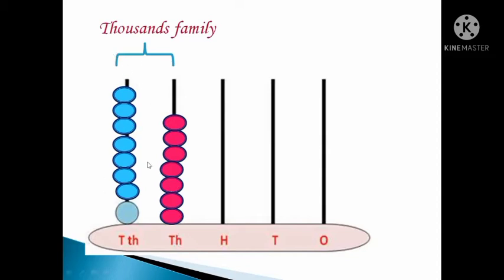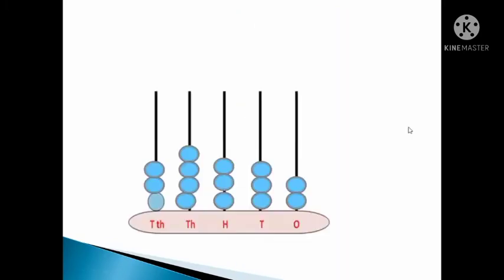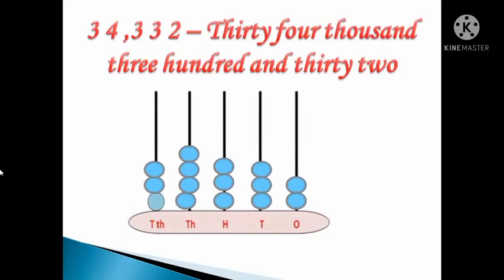So we should read the numbers with the word thousands. How will you read the numbers? Let us read 5-digit numbers. How will you read this number? In 10,000's place we have 3 beads. In thousands we have 4 beads. So 3 and 4, 34,332. How will you read the number? 34,332.